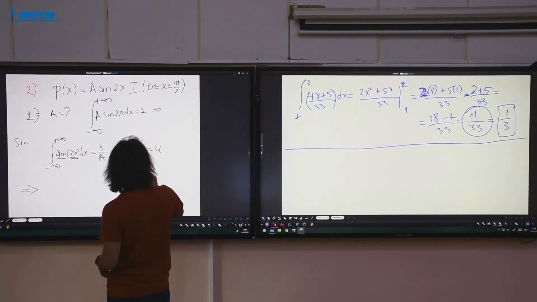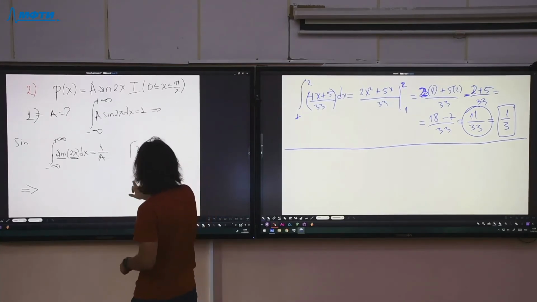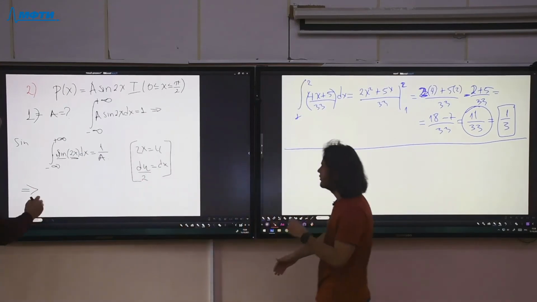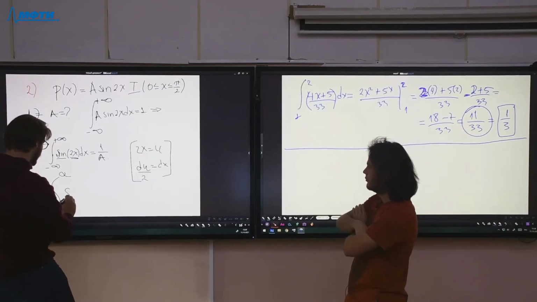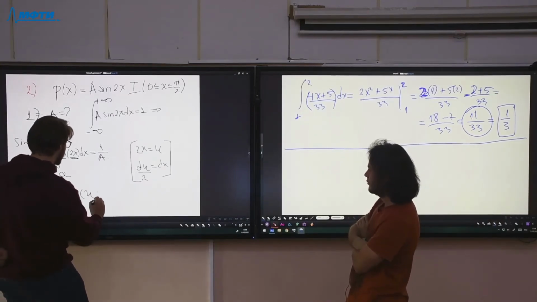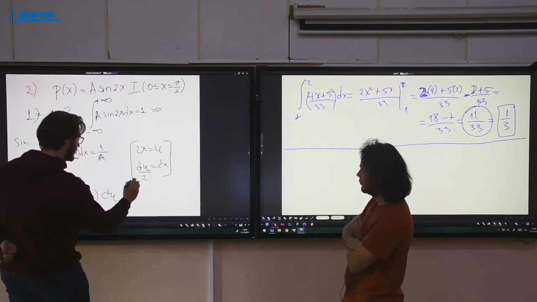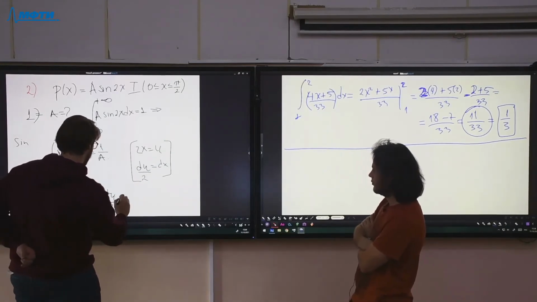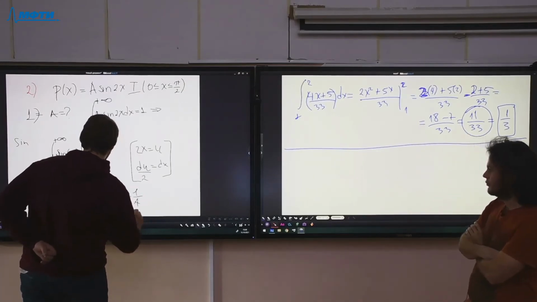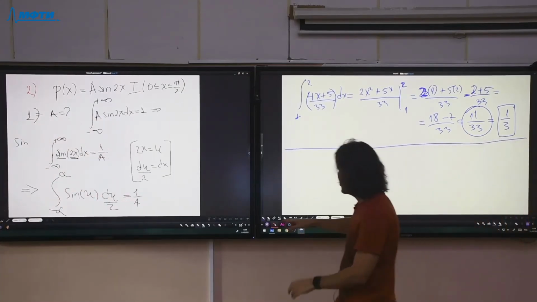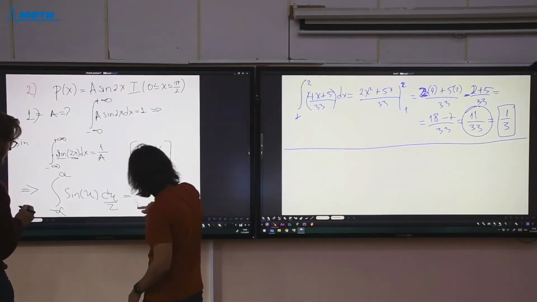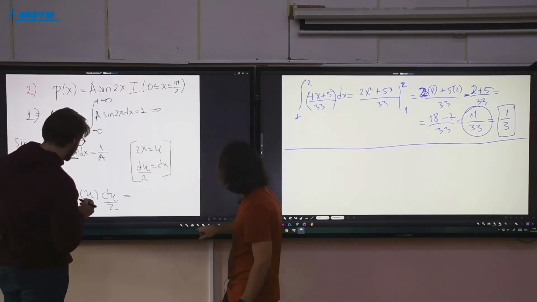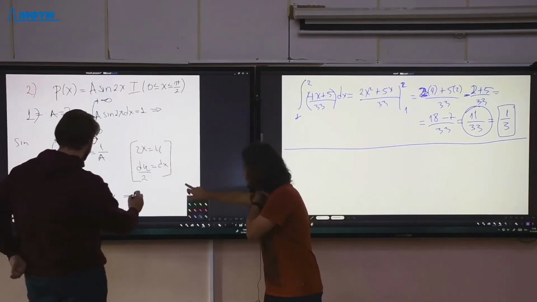Then du is what? du is going to be 2 dx. So we're going to have the integration of sine u, and du is equal to 1 over 2 dx. Just find this, and then we'll find a. So the integration of sine is going to be cos.